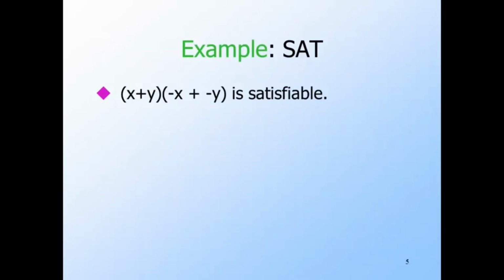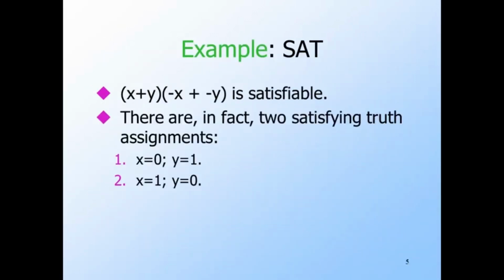So this expression is satisfiable. There are, in fact, two satisfying assignments, those that make one of x and y true and the other false. But this expression, x and not x, is not satisfiable.